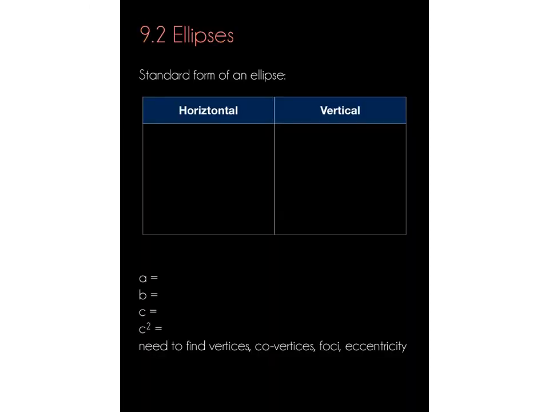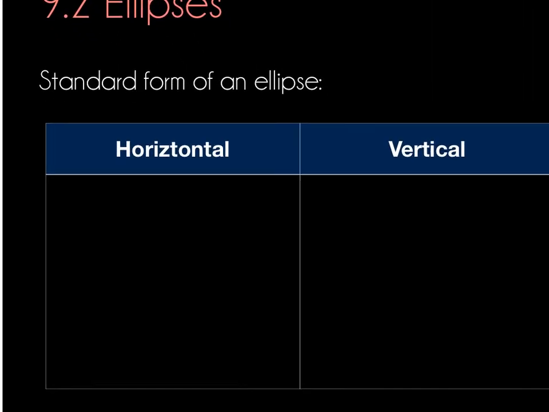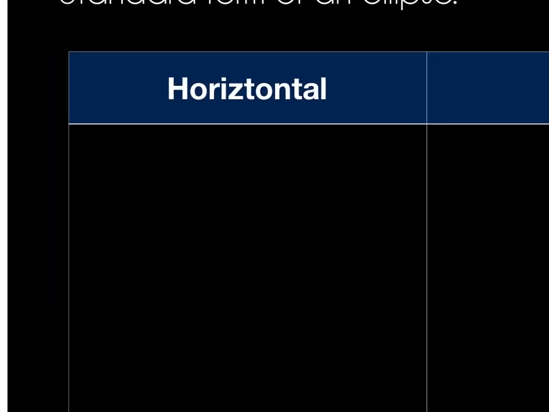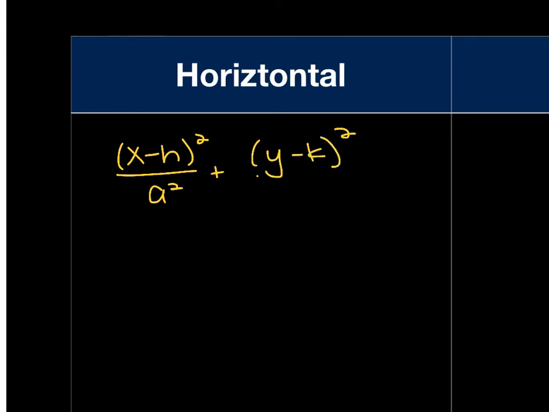Okay, 9.2 is ellipses. So the standard form of an ellipse, again, there's two different types of ellipses. The horizontal means that it is wider than it is tall. So this is (x minus h) squared over a squared plus (y minus k) squared over b squared. And the order doesn't matter because it's a plus. What is important is that the a is larger.